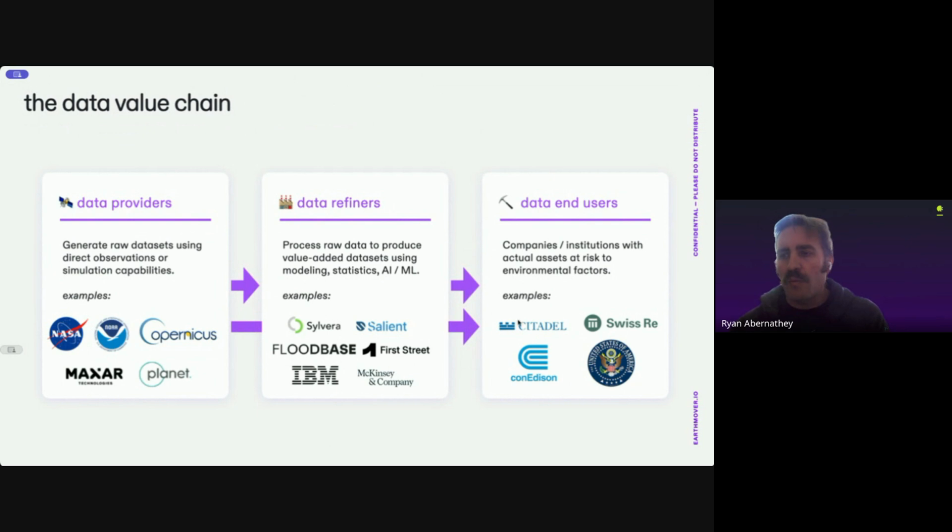At the far other end of the spectrum, we have the data end users. I'm just listing a few examples here. These are companies or institutions with actual assets that are at risk to environmental factors, whether on the weather or climate timescales. A well-known example is the hedge fund Citadel. They're on the record as having a very established weather modeling program in-house that allows them to trade commodities more effectively around weather data. Of course, we've got insurers who are very interested in this, the entire energy sector, and of course, governments around the world are thinking deeply about this. These are just a few examples of folks who actually care about the direct impact on their own assets from weather and climate.